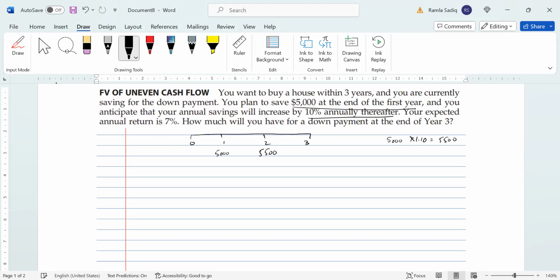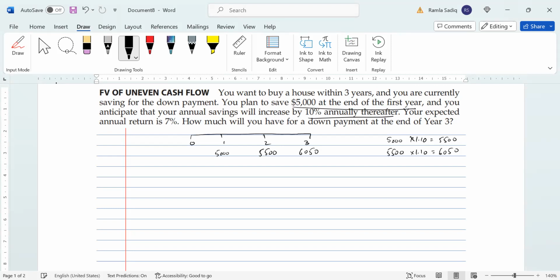And then in the next year, again, we're going to save another 10% on top of that. And so that will actually be equal to 1.1 multiplied by 5,500, which gives us $6,050. So we're going to be saving $6,050 at the end of the third year.